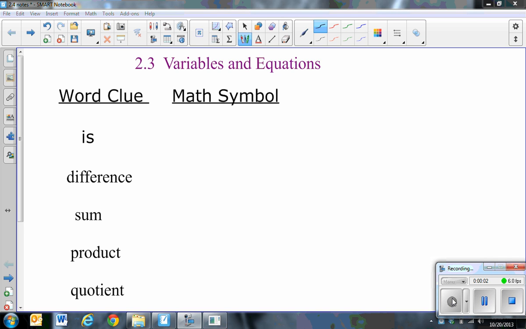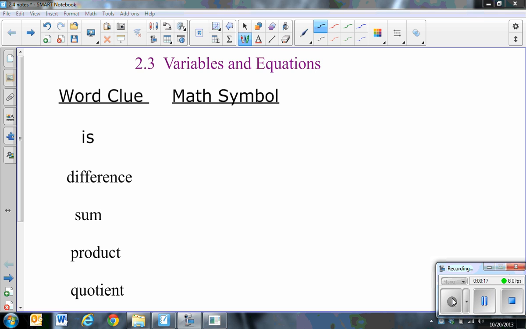So we've been working on simplifying expressions using the properties we've learned. Now we move on to solving equations. That's a fun part, really moving into algebra. So first we need some math vocabulary.